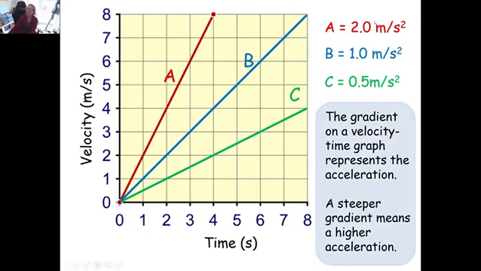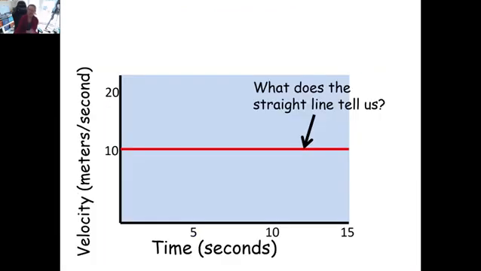So you can see A is accelerating much more quickly and the gradient is much steeper when compared with C, which is still accelerating, but it's not accelerating as quickly. So we know the steeper the gradient, the higher the rate of acceleration. Okay, let's just return to our straight line.